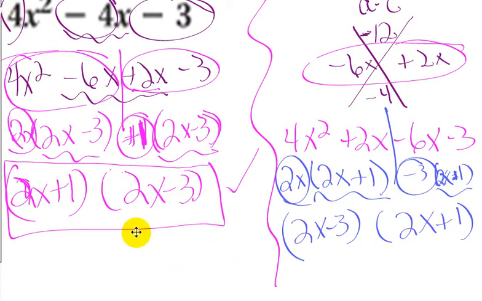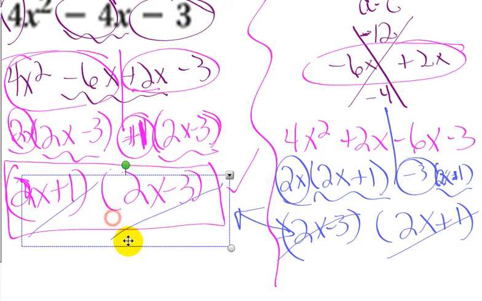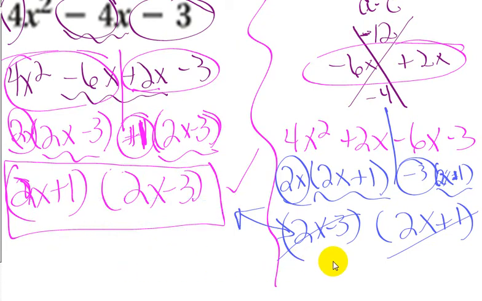Okay. And when you compare these, it's just the same thing, but the binomials are reversed. See, 2x plus 1, 2x plus 1, 2x minus 3, 2x minus 3. So it doesn't matter which one you put first, in the end your answer will be the same. Are there any questions? Okay, very good.